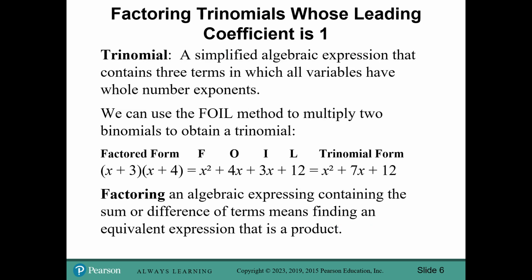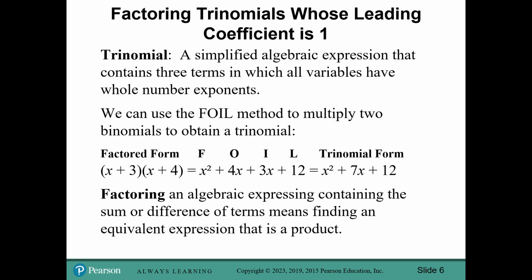Now let's factor trinomials whose leading coefficient is 1. Now let's define a trinomial. A trinomial is a simplified algebraic expression that contains three terms in which all variables have whole number exponents. We can use the FOIL method to multiply binomials to obtain a trinomial. So in its factored form, x plus 3 times x plus 4. We FOIL it out, we get x squared plus 4x plus 3x plus 12, which simplifies to its trinomial form, x squared plus 7x plus 12.